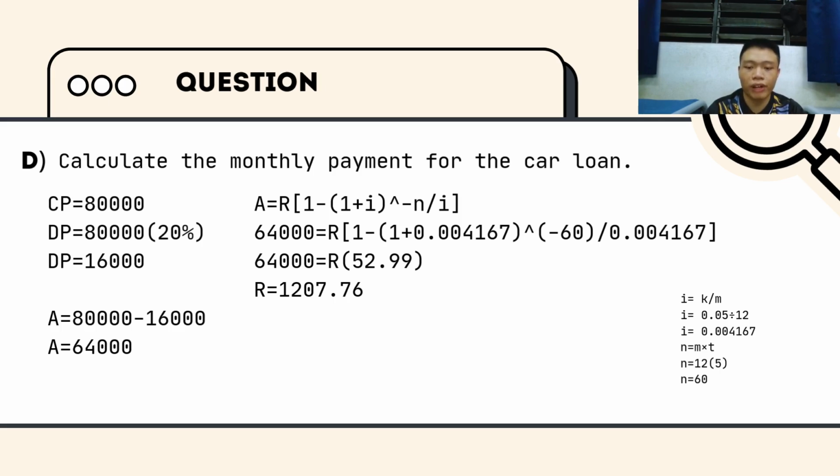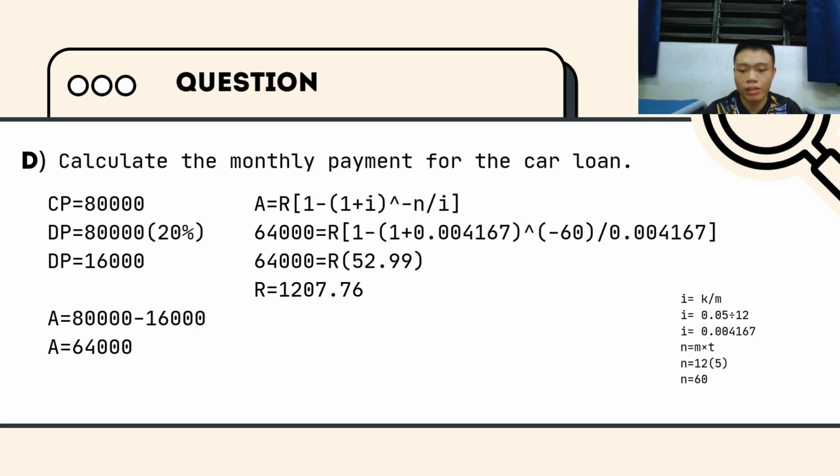Next, we need to find A. So, A equals 80,000 minus 16,000. So, the answer is A equals 64,000.